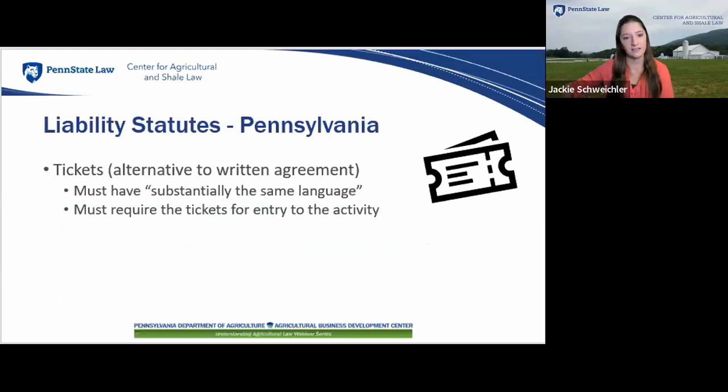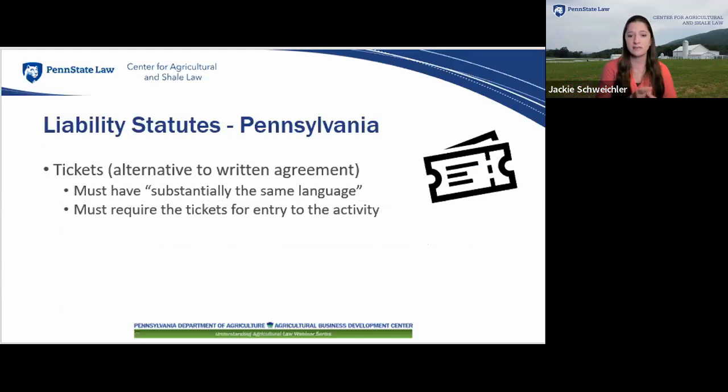Now, if you just thought to yourself, getting people to sign a waiver might be kind of difficult depending on how people come onto your property, getting people to flow through the front doors, or maybe they're accessing your property from a few different locations. Pennsylvania does have an alternative to this. They allow operators to print that same agreement and warning language onto a ticket. Two things to remember here.